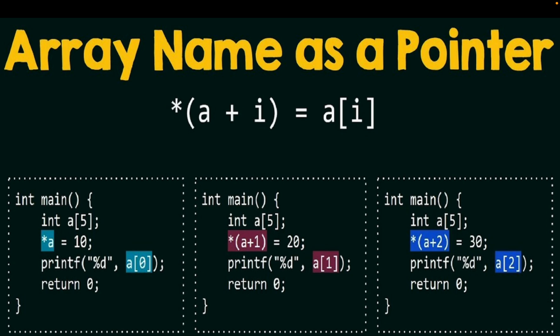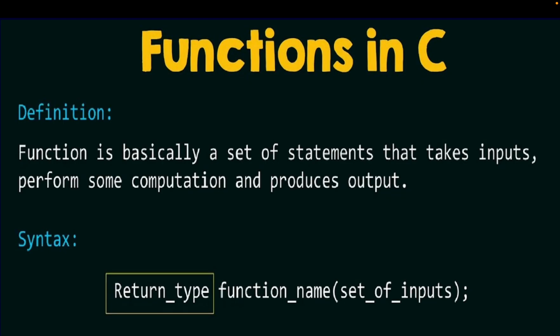If we write *(A + 1), it will point to the first memory location, not 0, not second, but the first memory location. So when we print this value A[1], we will get the answer as 20, and similarly in the third case we will get the answer as 30.